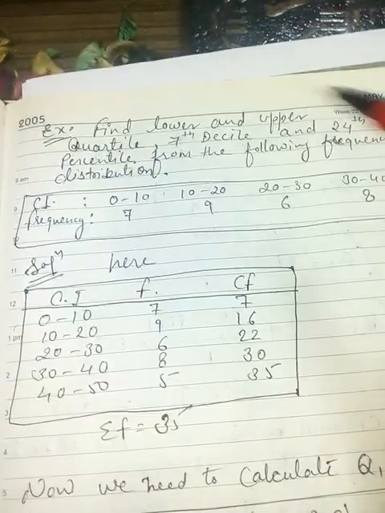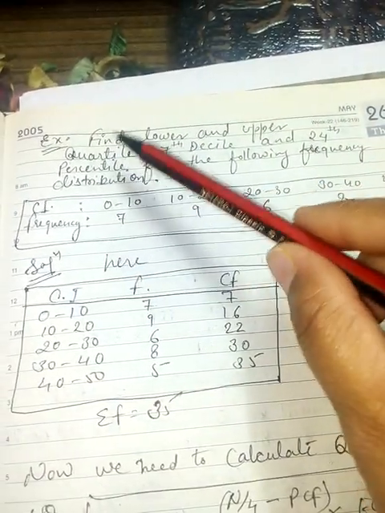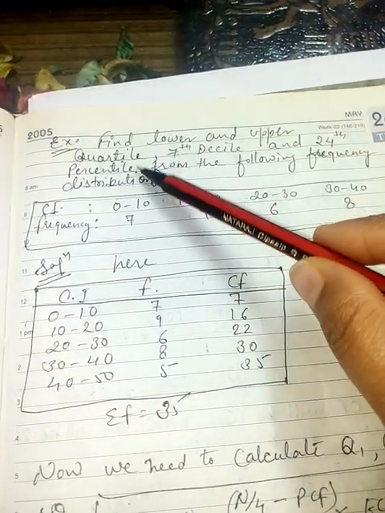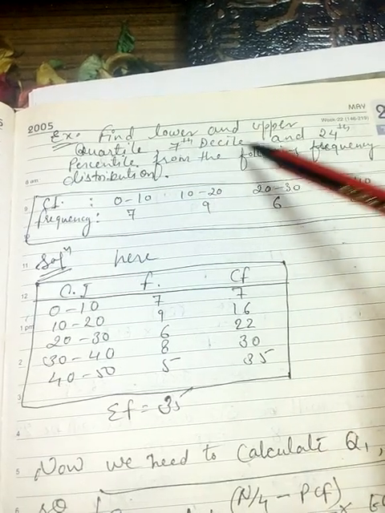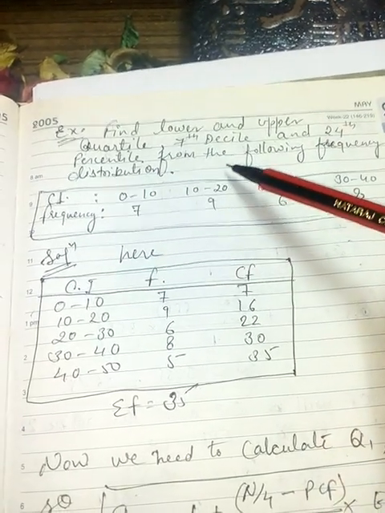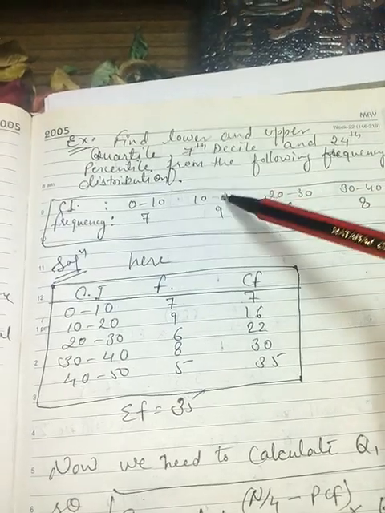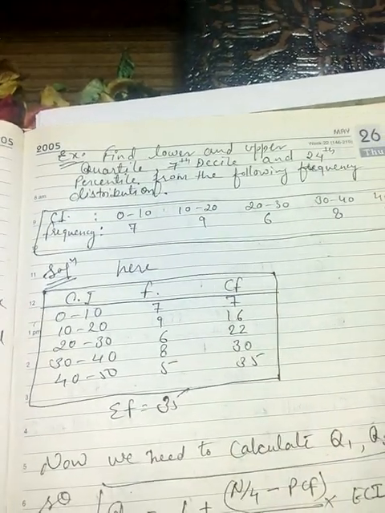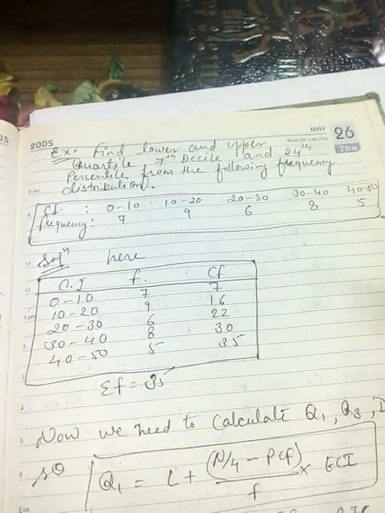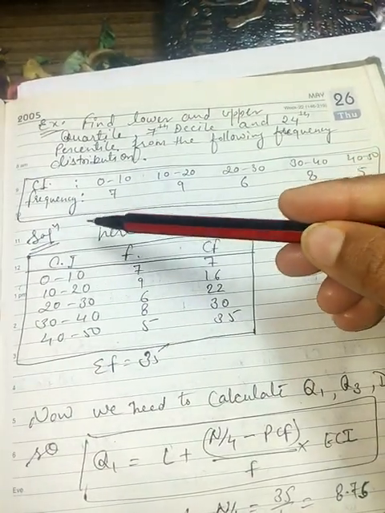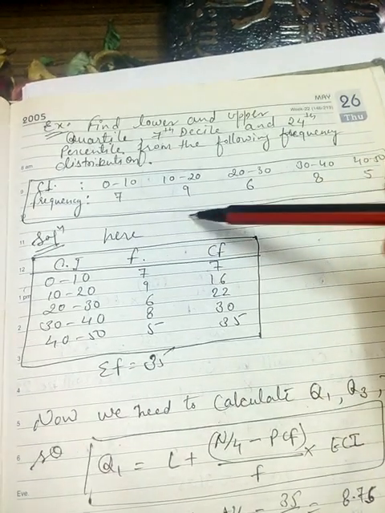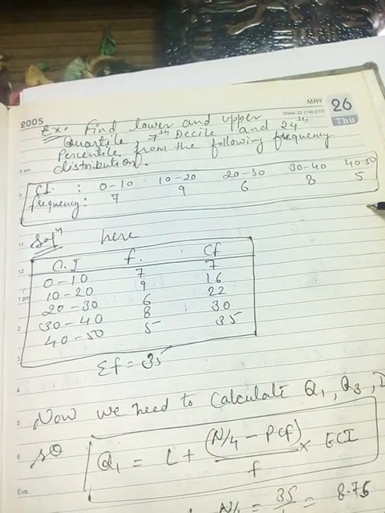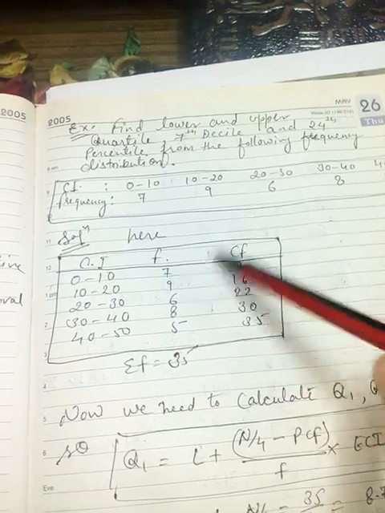Now let's see one example of how we solve the partition values. The question is: find the lower and upper quartiles, 7th decile and 24th percentile from the following frequency distribution, where the class intervals are 0 to 10, 10 to 20, 20 to 30, 30 to 40 and 40 to 50, and their corresponding frequencies are 7, 9, 6, 8 and 5. Now let's see how we will calculate.